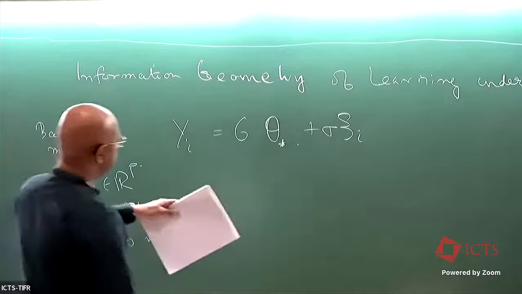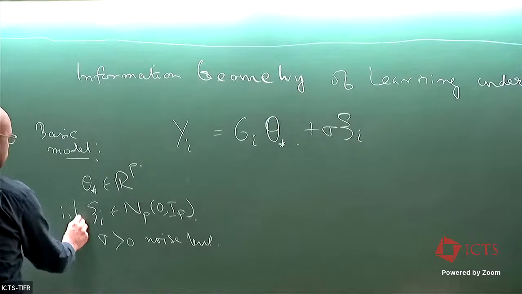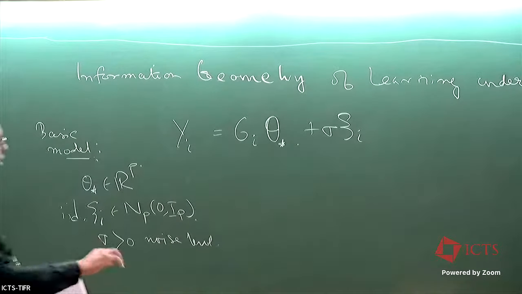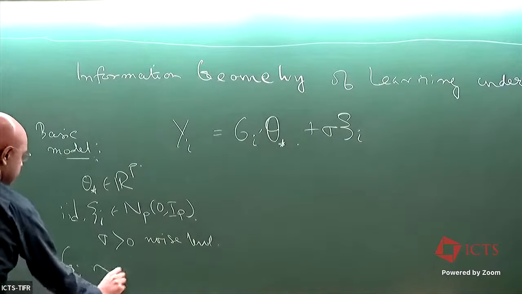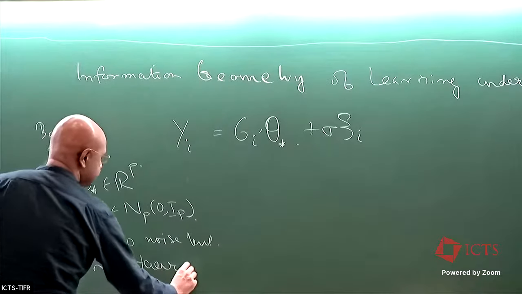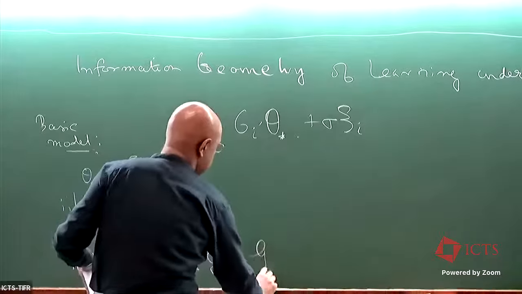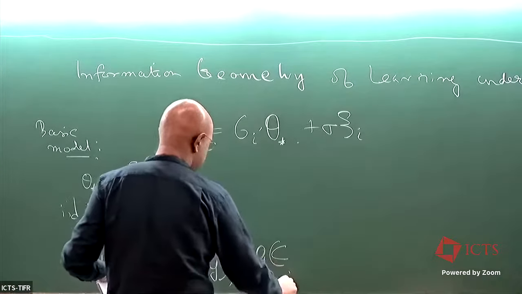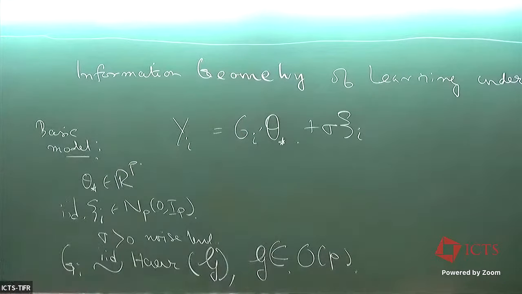And the g_i's are group actions, so imagine they are rotations. The g_i's are IID following the Haar measure on some compact group G, which is a subgroup of the orthogonal group in p dimensions.